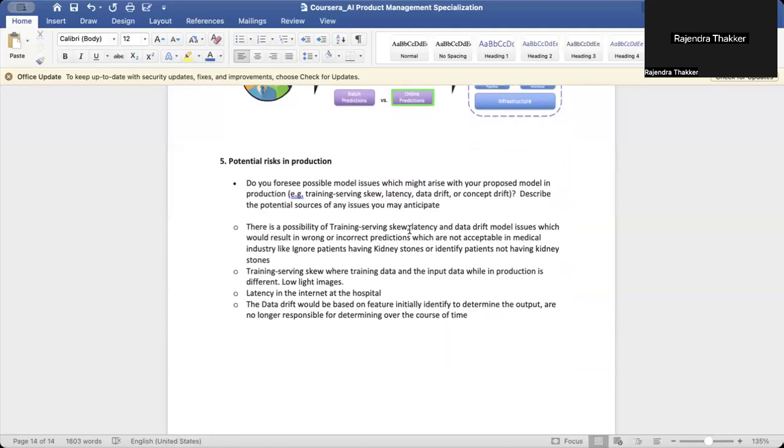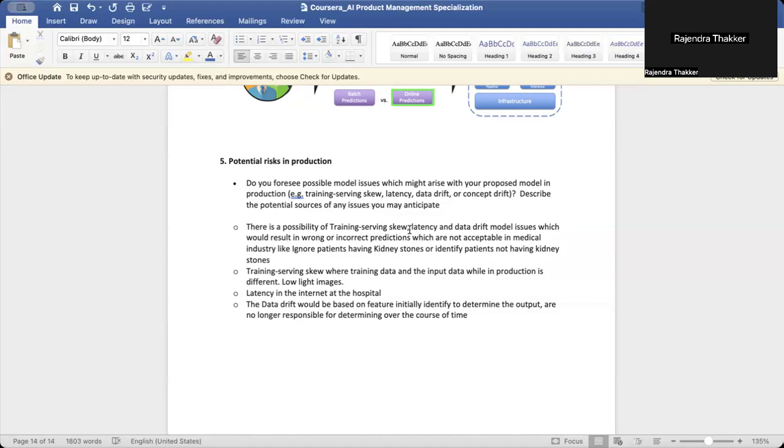What are the potential risks in production? Do we foresee any possible issues which may arise for the proposed model, like training serving skew, latency, data drift? Yes, there is a possibility of training serving skew, latency, and data drift, which would result in wrong or incorrect predictions, which is not acceptable in the medical industry, like ignoring patients having kidney stones or identifying patients as having kidney stones because of a wrong prediction.